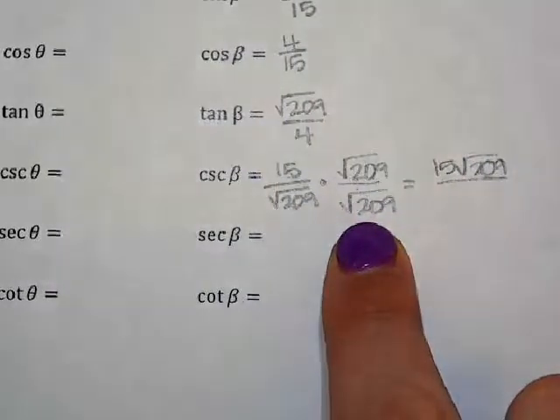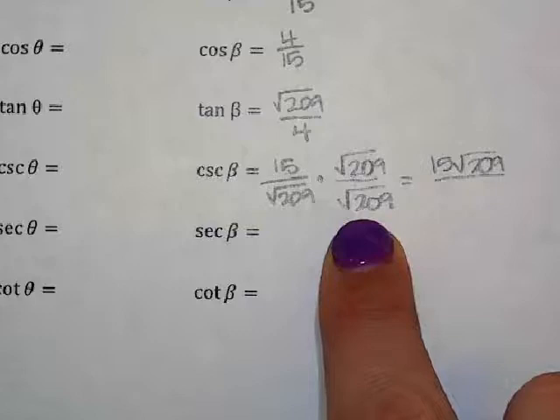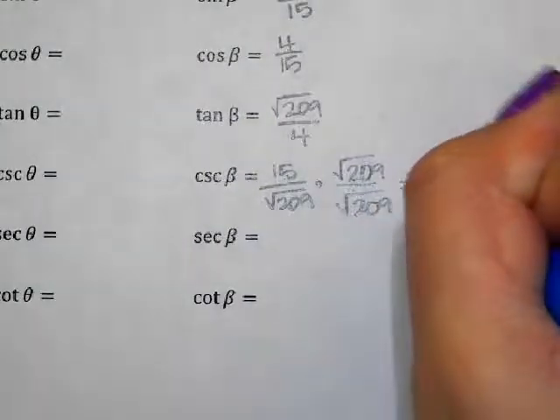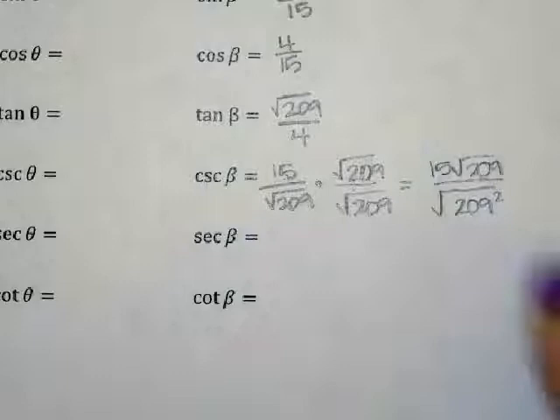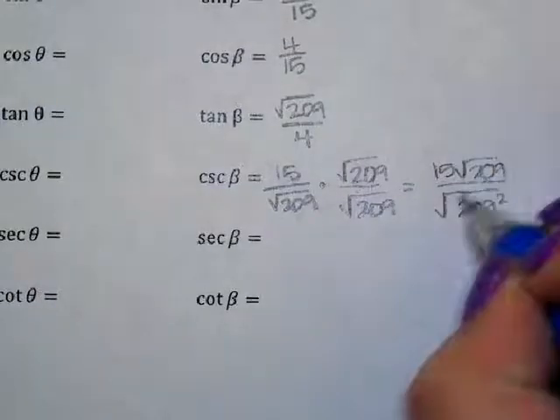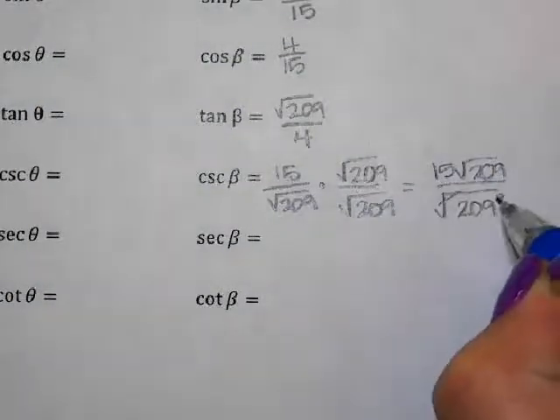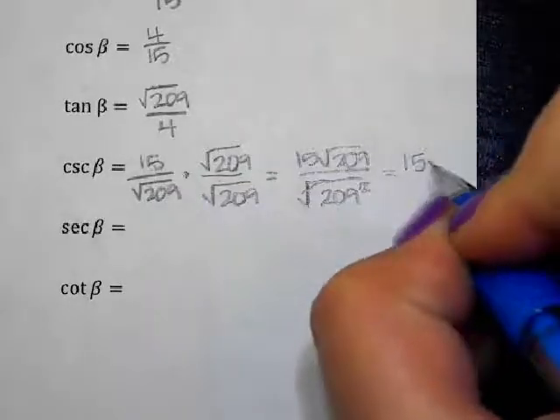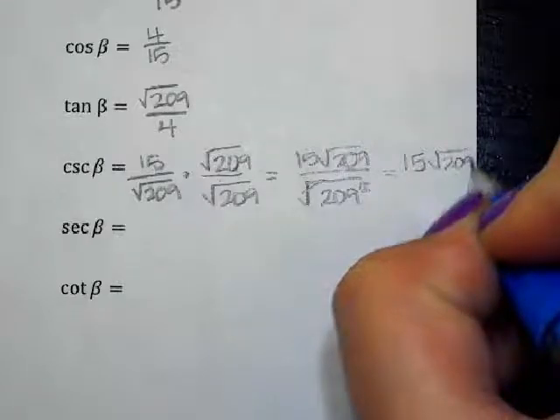Instead of actually figuring out what it is, I'm just going to say 209 squared. Are you guys okay with that? 209 times 209 is 209 squared. Okay, so I've got the square root of 209 squared. And what happens if I have the square root of 209 squared? It's just 209. So the square root and the squared cancel, and I just get 15 square root 209 over 209.